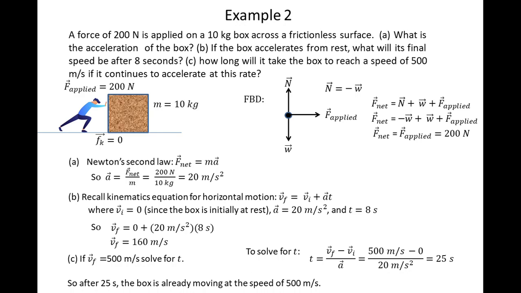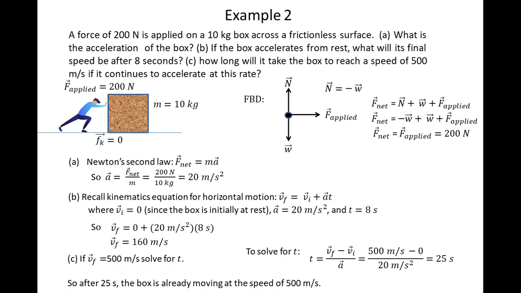In this case, the net force is just equal to the applied force. Hence, the applied force, 200 newtons, divided by 10 kilograms gives the acceleration of 20 meters per second squared. If the acceleration is equal to 20 meters per second squared, find the speed after 8 seconds. So we can apply the final velocity.